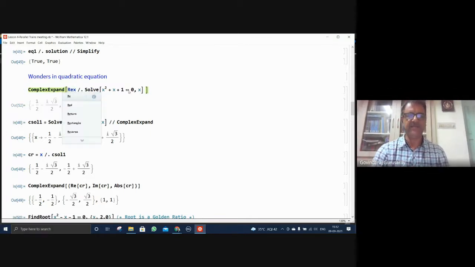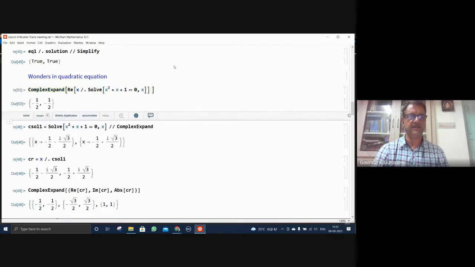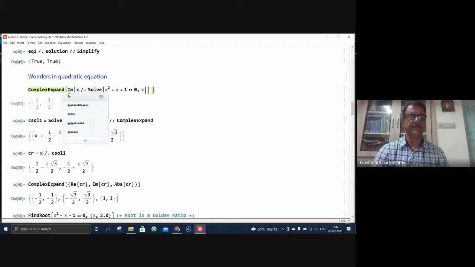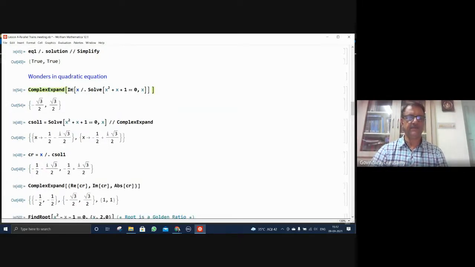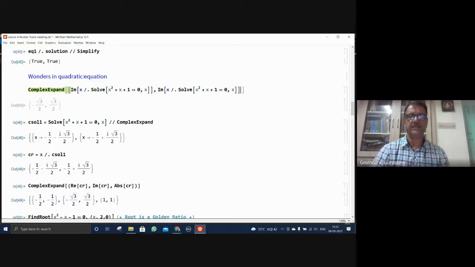See, I'm going to combine many things together now. Find the root of that, find the real part, and it has been taken. Find the imaginary part, and it has been taken. I want both the real part and the imaginary part here itself. You see how efficiently one can improve. This is the real part, and this is the imaginary part of that.